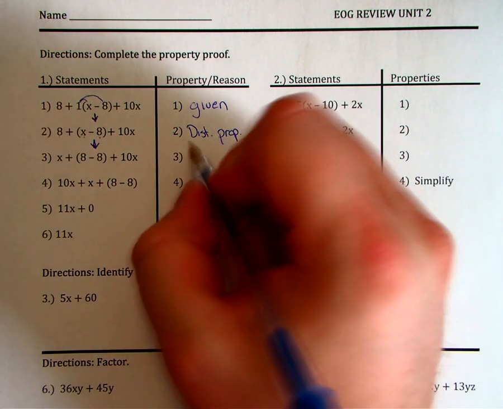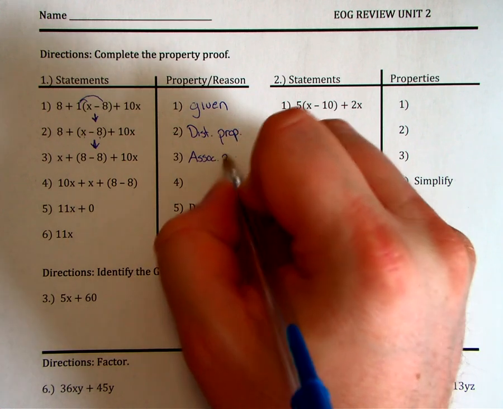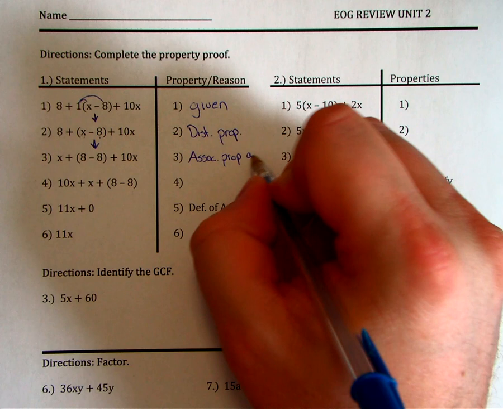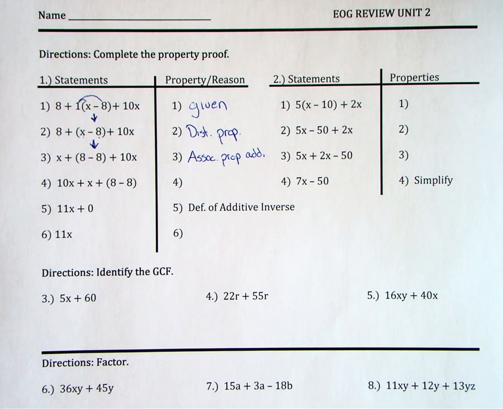And so we call this the associative property. And here the operation is addition. So our associative property of addition.